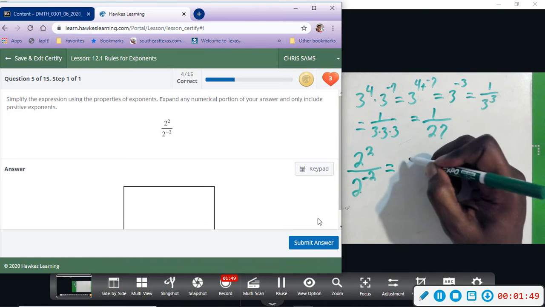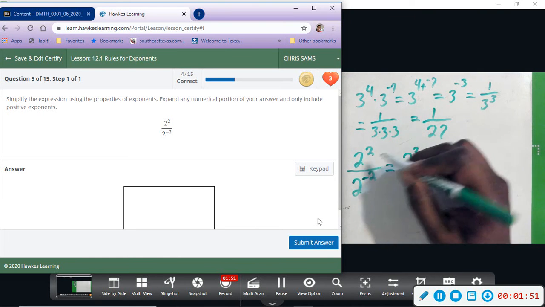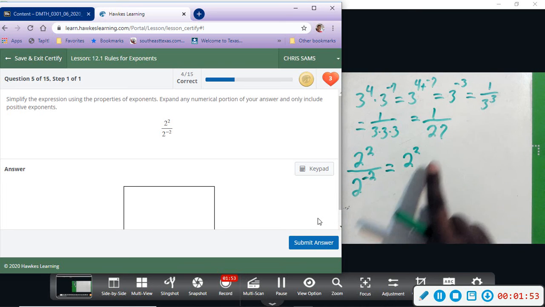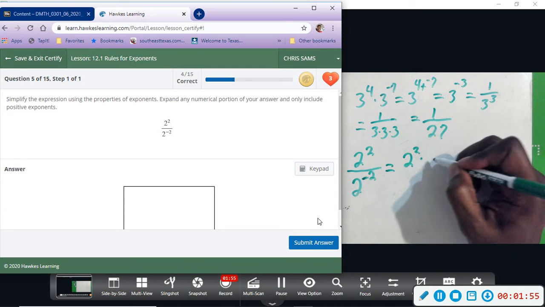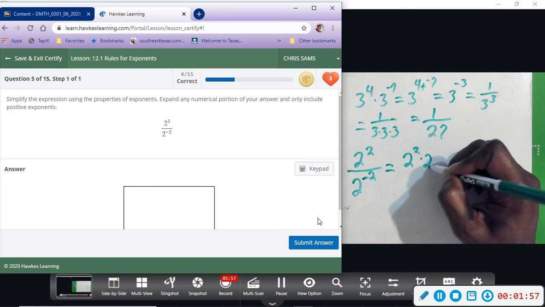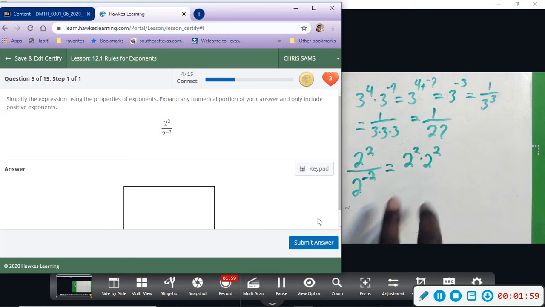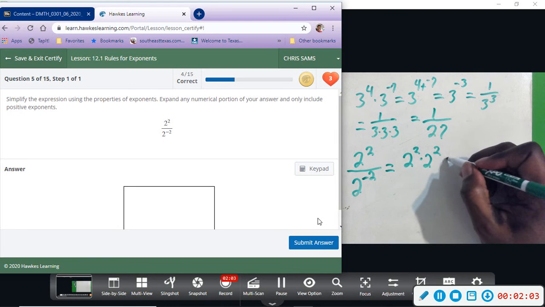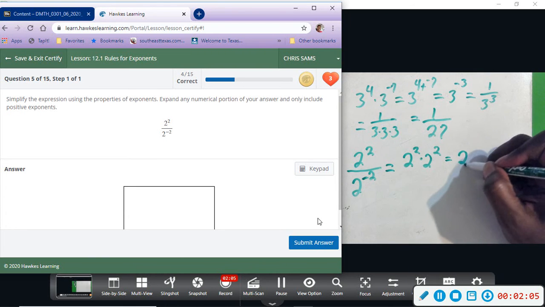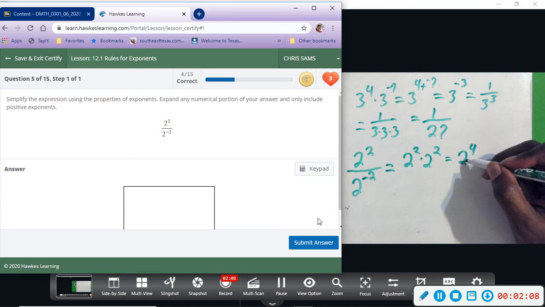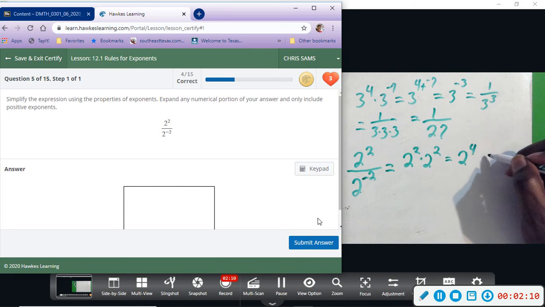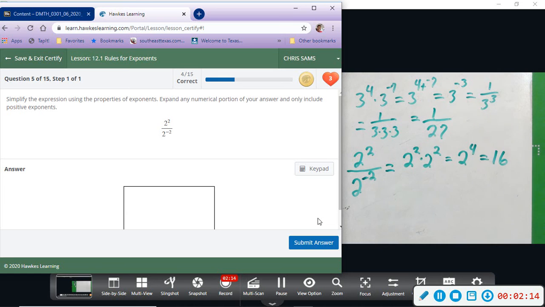So I'm going to write 2 squared, that's this one. This negative is going to come up, and it's going to be multiplication. That will always be the case. So now we have this rule, which we get 2 to the 4th. And 2 to the 4th is 2 times 2 times 2 times 2. This equals 16. So while we're here, let me also show you how to put that in the calculator, 2 to the 4th, and get that.